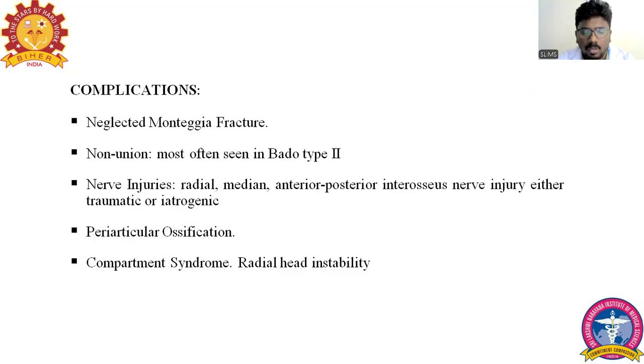So, the Monteggia fracture, as classified by Bado, is of 4 types. Type 1, 2, 3, 4. In case of pediatrics, it is by the Letts classification. So, proper classification and identification of the fracture is observed, and the appropriate treatment management is decided.